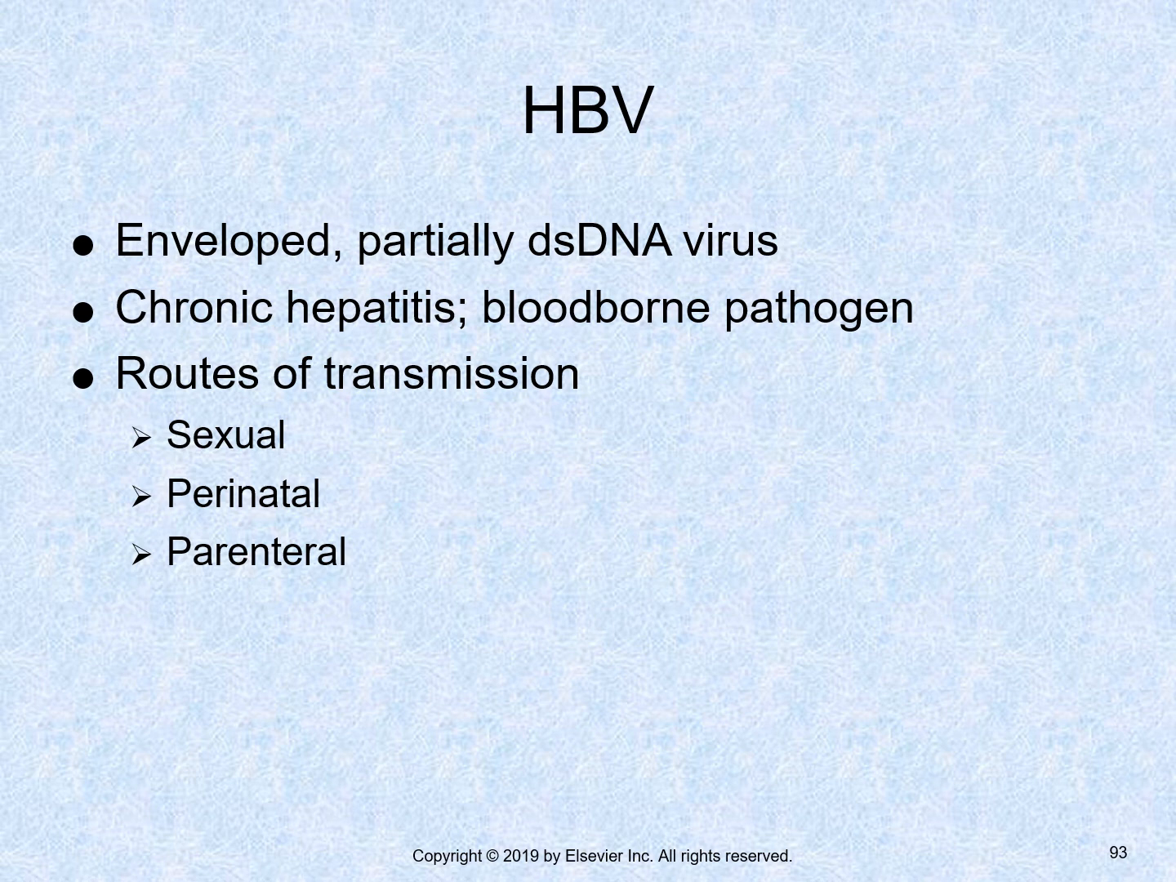Hepatitis B virus is an enveloped, partially double-stranded DNA virus that belongs to the family Hepadnaviridae. The virus contains the hepatitis B surface antigen, which circulates in the bloodstream. Hepatitis B virus can cause chronic hepatitis, and it's a blood-borne pathogen. It's transmitted via sexual, perinatal, or parenteral routes.